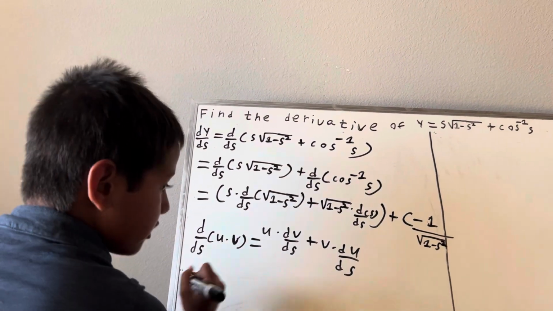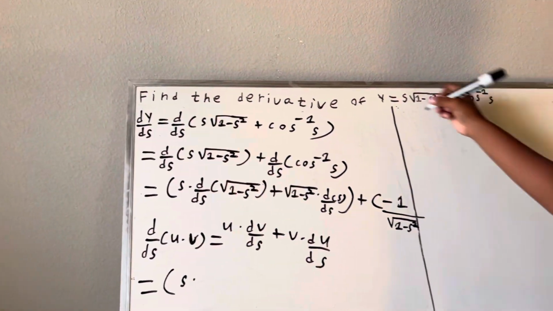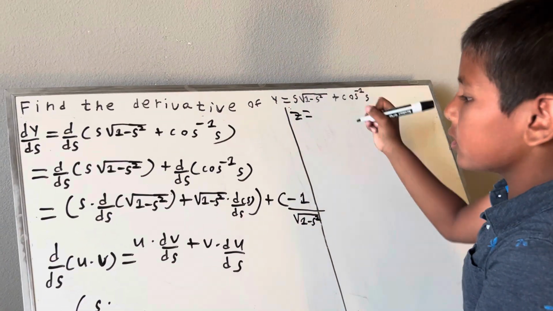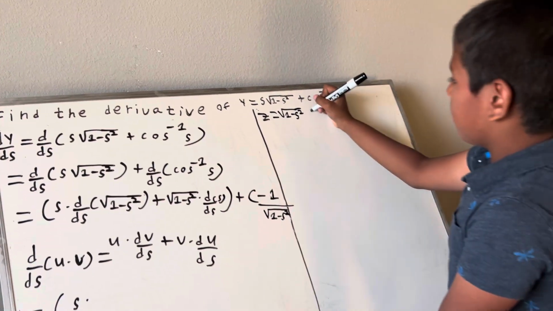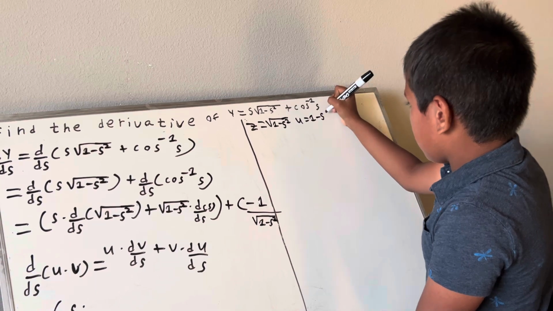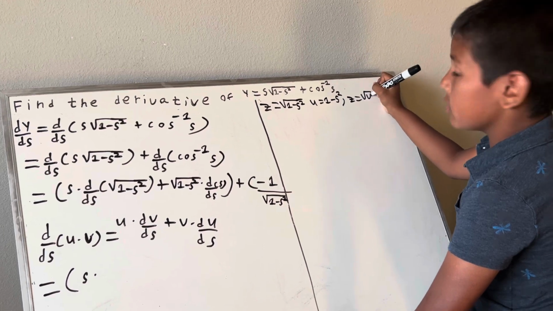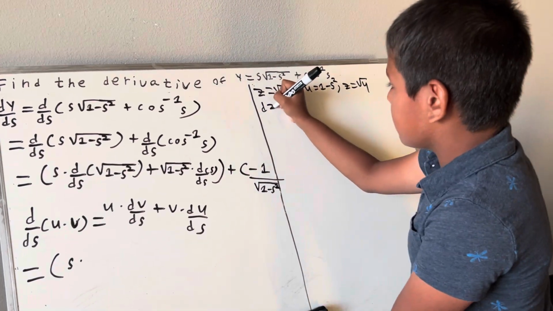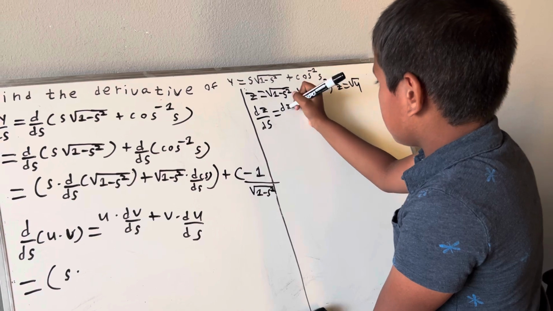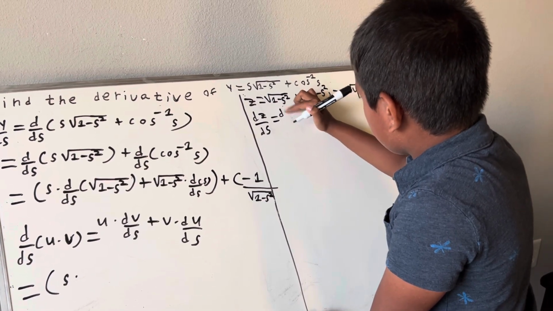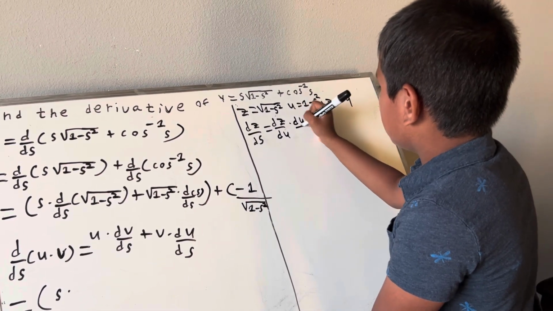Now I'm going to do some side work for d/ds of radical 1 minus s squared. Let z equal radical 1 minus s squared, and let u equal 1 minus s squared. That means z equals radical u. Now we're going to use the chain rule. The chain rule is dz/ds equals dz/du times du/ds.